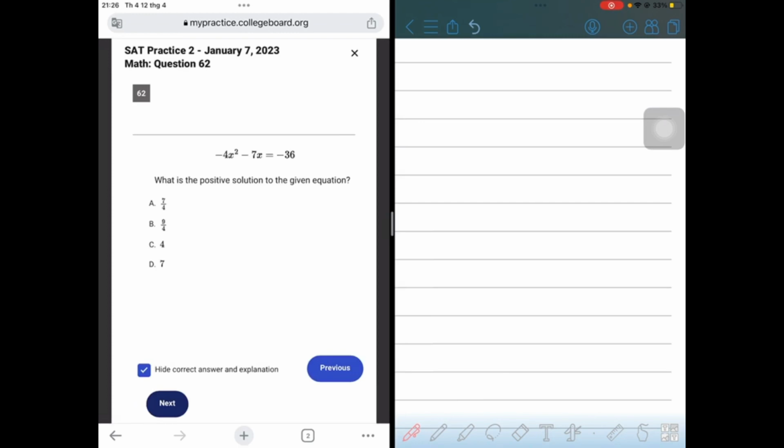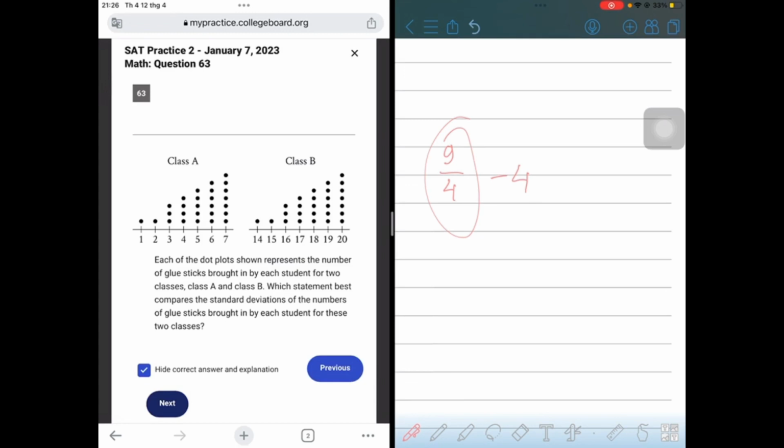-4, -7, and then 36. So the first solution should be 9/4. The second is -4. So we will take 9/4 because it's the positive solution, right?